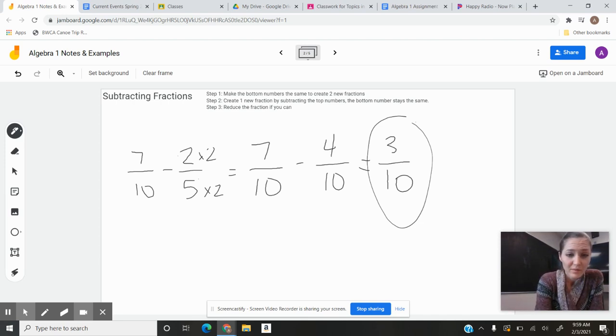Remember, you have to make the bottom numbers the same, subtract or add the top two numbers, and then reduce. Hopefully that helps you with subtracting and adding fractions.